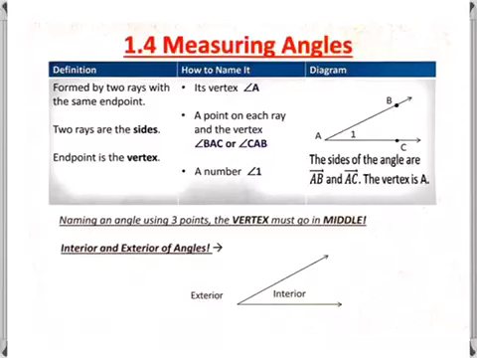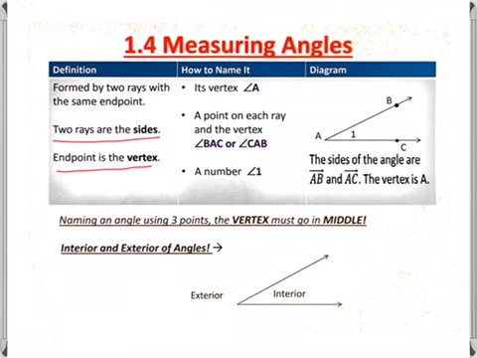Section 1.4, Measuring Angles. The definition of an angle is that it is formed by two rays with the same endpoint. The two rays act as the sides of the angle, and the endpoint is known as the vertex.